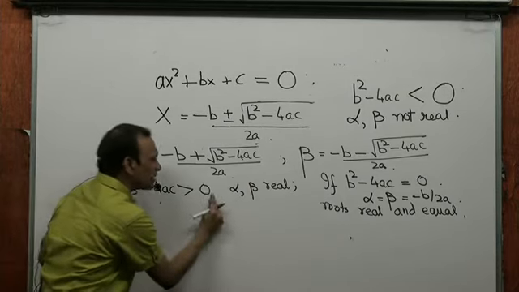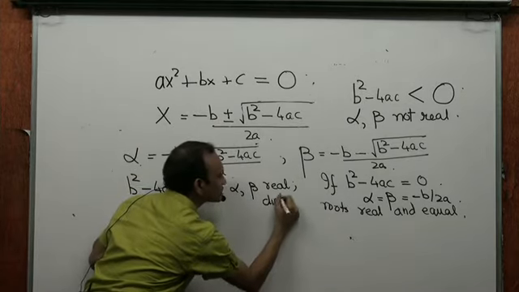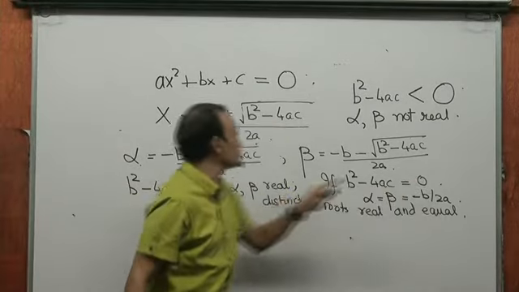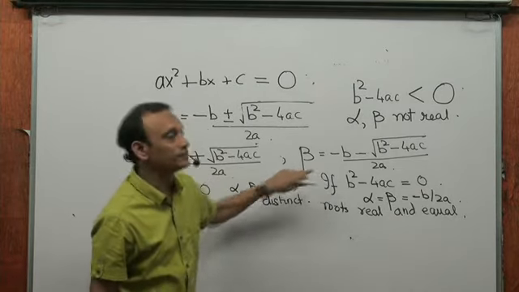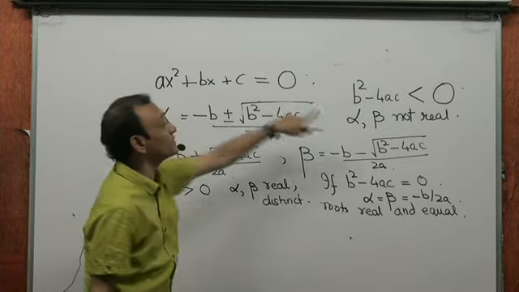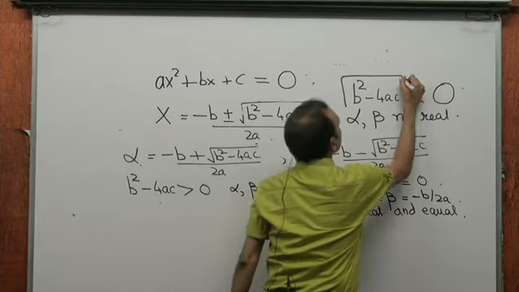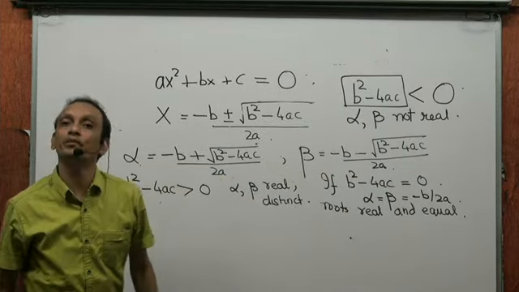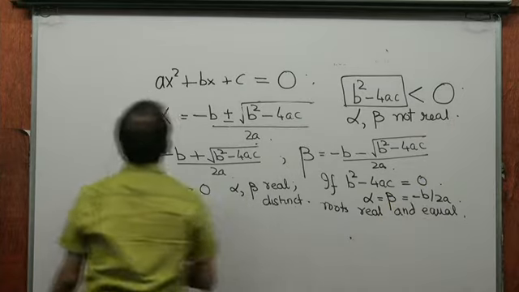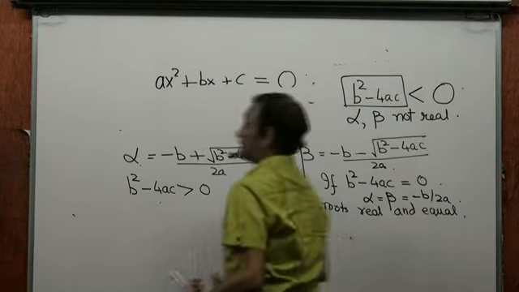So if b square minus 4ac is greater than 0, alpha, beta are not only real, but they are also distinct. If b square minus 4ac is equal to 0, alpha and beta are equal and real. If b square minus 4ac is less than 0, then the two roots of this quadratic would be imaginary or complex, not real roots. That means this quantity b square minus 4ac is an extremely important number for us in terms of this quadratic, which means that I should give it some importance.